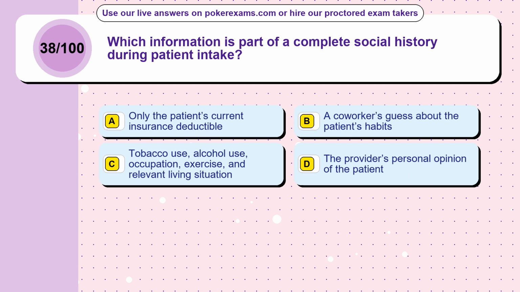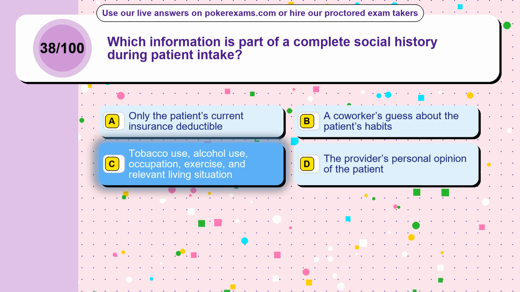Question 38. Which information is part of a complete social history during patient intake? Option A. Only the patient's current insurance deductible. Option B. A coworker's guess about the patient's habits. Option C. Tobacco use, alcohol use, occupation, exercise, and relevant living situation. Option D. The provider's personal opinion of the patient. The correct answer is option C.